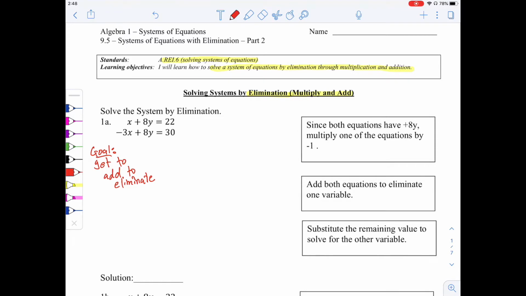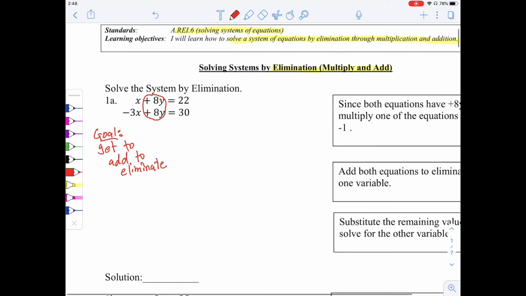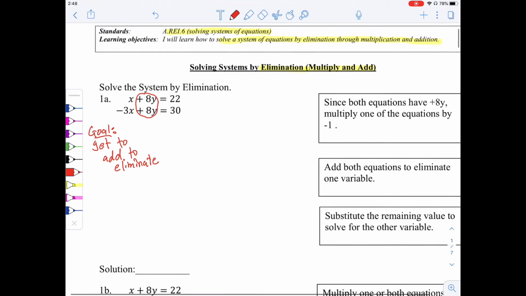And what we did last time is we identified our variables that we want to eliminate. These ones are 8. Both are positive. We want one of them to be negative so that we can add to eliminate. So since both equations have 8y, we're going to multiply one of the equations by -1 so we can add to eliminate. So let's multiply the second one by -1.